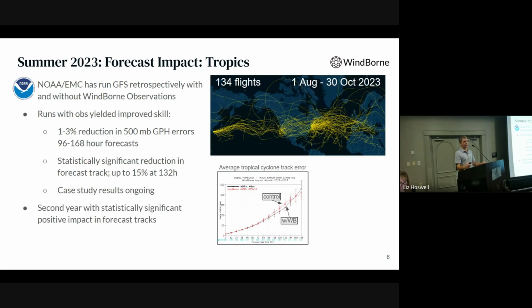So moving on to the 2023 season, there are 134 flights during that season, about the same amount of data as the 2022 season overall, although it was spread over a longer period of time, so a little bit less dense during that season. But once again, the tropical cyclone track error was decreased in the Atlantic. So again, a positive result, and it's nice to be able to replicate that over multiple seasons.